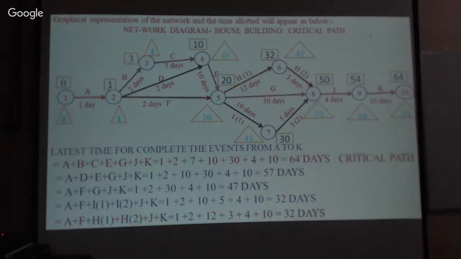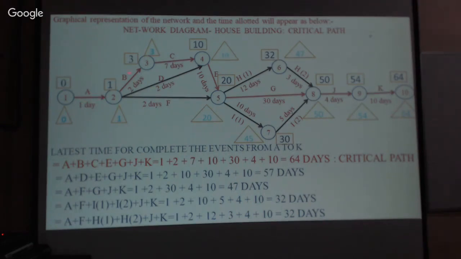Isn't it? And similarly, now you can see this is the critical path. Isn't it? 1 to 2, 2 to 3, 3 to 4, 4 to 5, and 5 to 8, and 8 to 9, and 9 to 10. Now this is the critical path. Now this is how you can plot and how you can calculate the number of days. It is called the longest path. The longest path consumes more time, and that is the minimum time required to complete the project. Longest path, that is the sum of all the activities along the longest path.